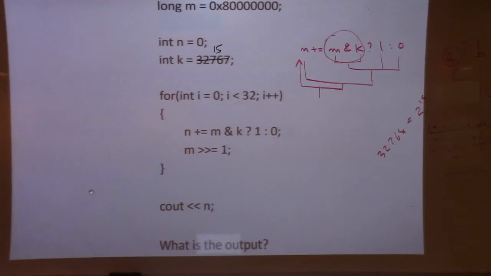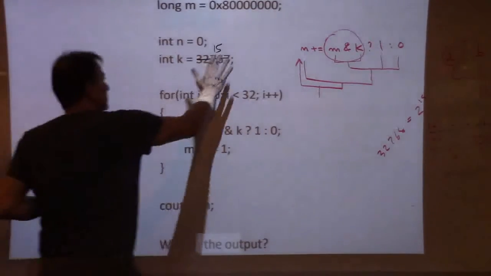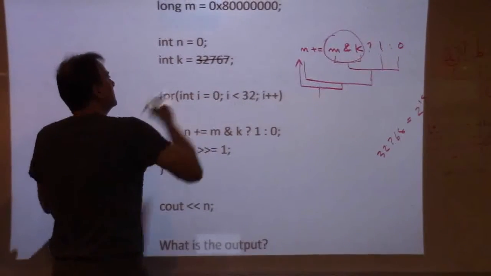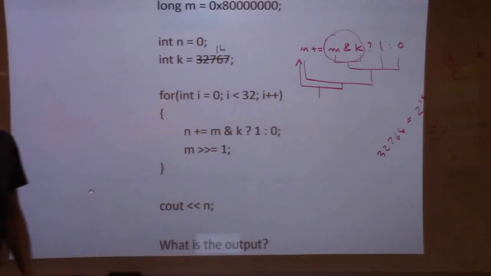4. Because 15 is 1, 2, 4, 8. Only those bits. So 15 prints 4. How about 16? 1. 16, oh, single one. Get it?